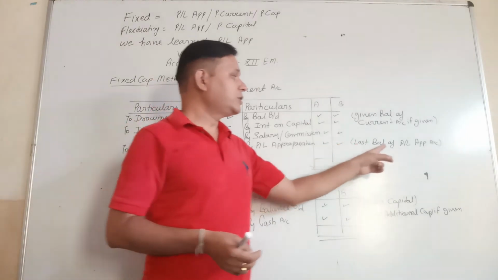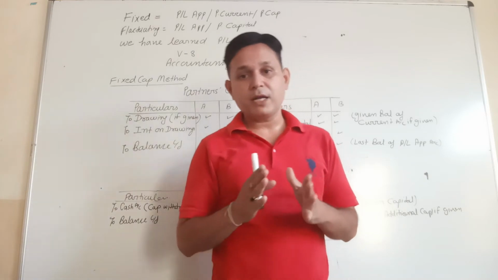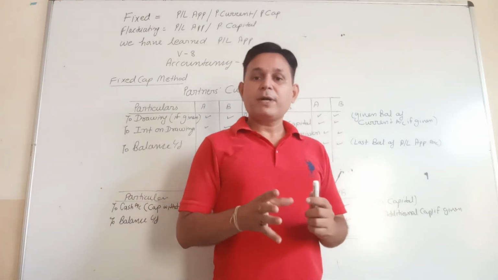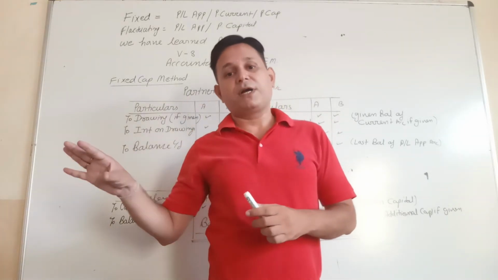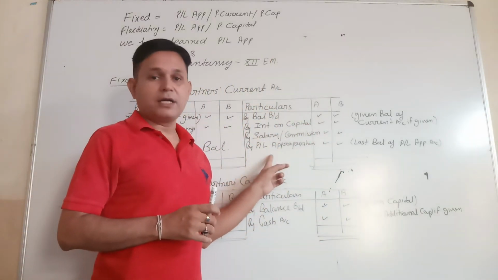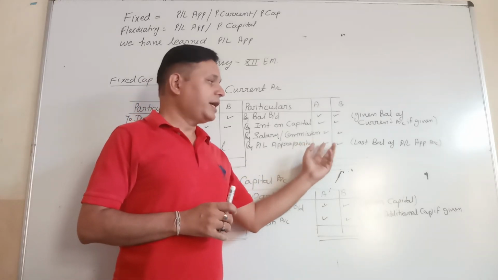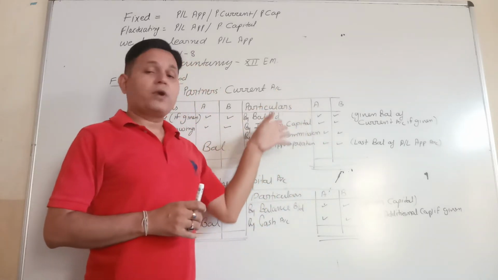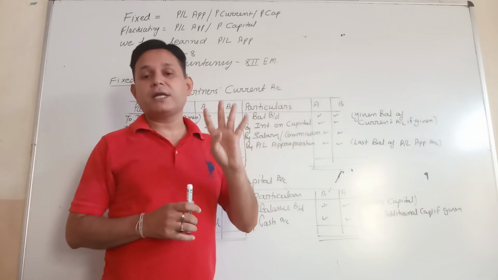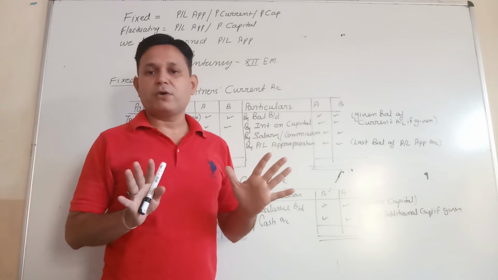The last balance is the P&L appropriation account. For those students who watched the video on the P&L account format, in that format we calculated the net profit at the end. That net profit is transferred to the credit side of the partners' current account from the P&L appropriation account, so it is divided between A and B. Only 4 items are written in the credit side of the partners' current account. Except these, no other item will be recorded in the current account.